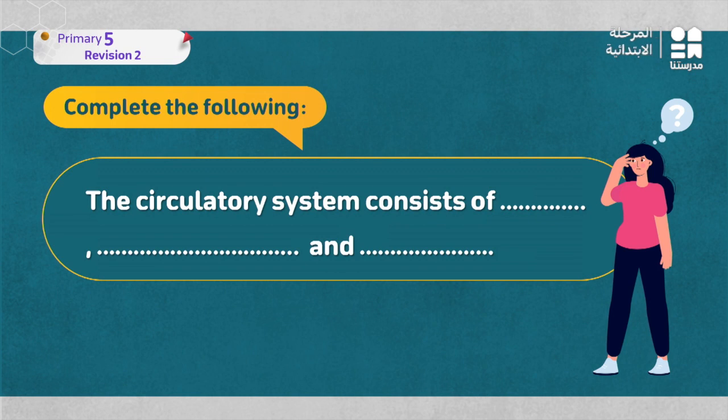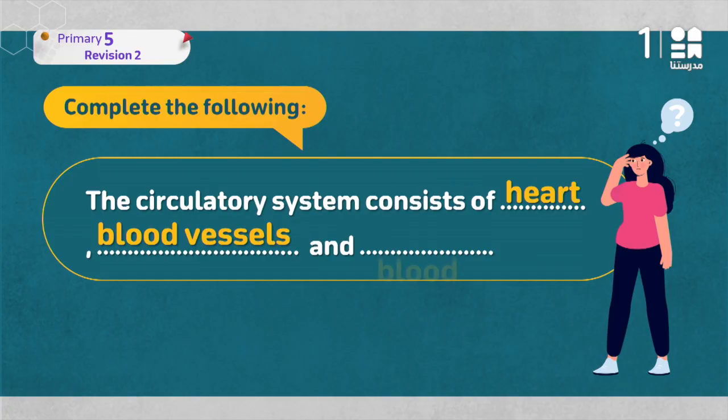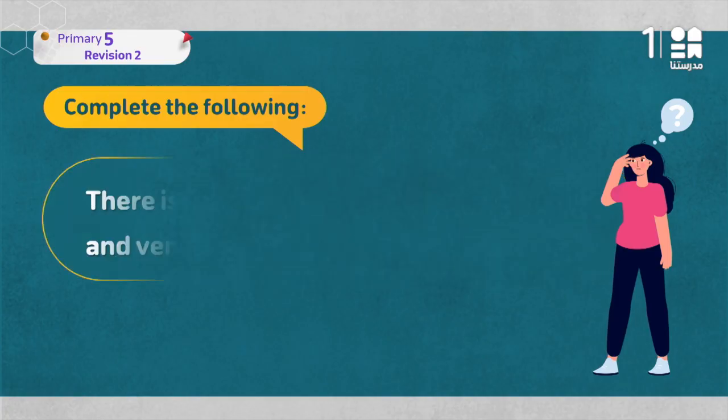Another complete question. The circulatory system consists of three things: the heart, the blood vessels and the blood. So here, the circulatory system consists of heart, blood vessels and blood.